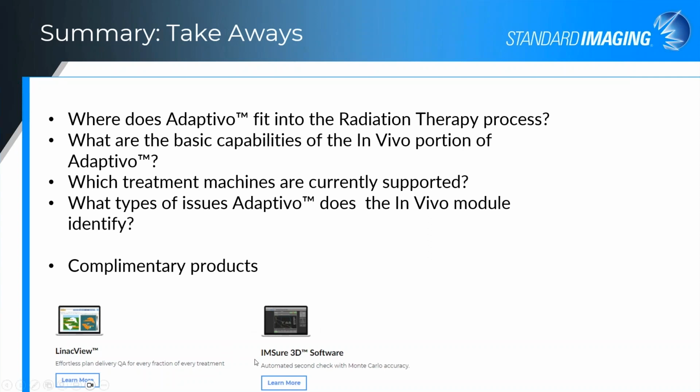Another complementary product is IMSURE 3D software. This is a Monte Carlo based second check software that does a little more than just check the MUs. You're checking your beam model, so it's going to give you any flags that you could potentially get around the deliverability of a particular treatment plan based on your beam model.